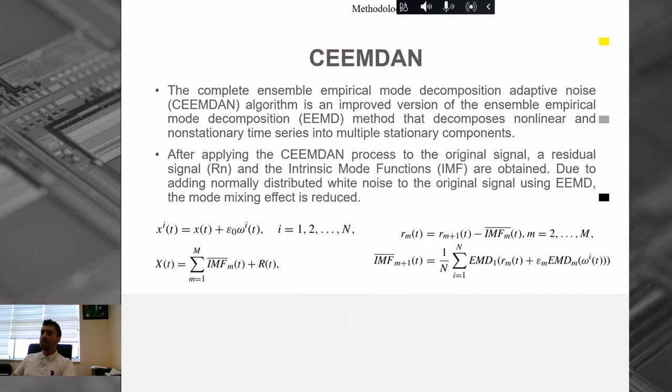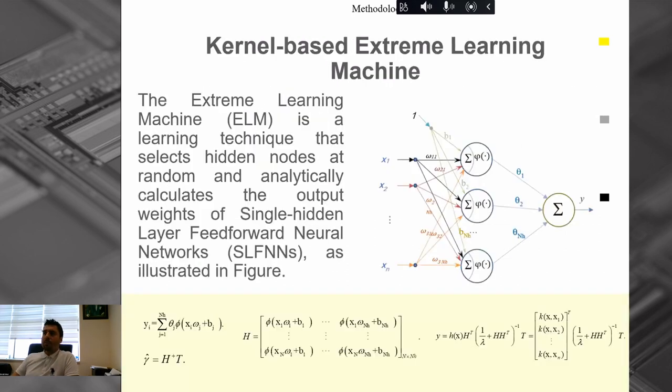Now I am going to talk about the methodology, CEEMDAN. CEEMDAN is an algorithm called Complete Ensemble Empirical Mode Decomposition with Adaptive Noise. It has become very popular in signal processing. To reduce the mode mixing problem, adaptive white noise is added to improve the decomposition performance. CEEMDAN is an improved version of the ensemble empirical mode decomposition method. After applying the CEEMDAN process, a residue signal and the intrinsic mode functions, the subcomponents, are obtained. Due to the addition of normally distributed white noise to the original signals in the ensemble empirical mode decomposition, the mode mixing effect is reduced.